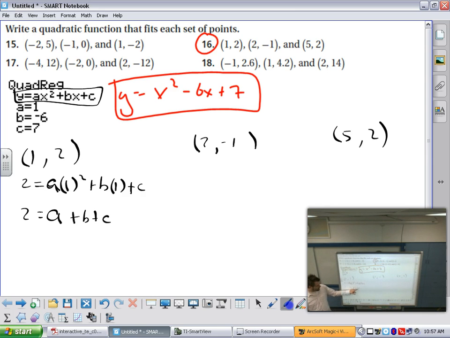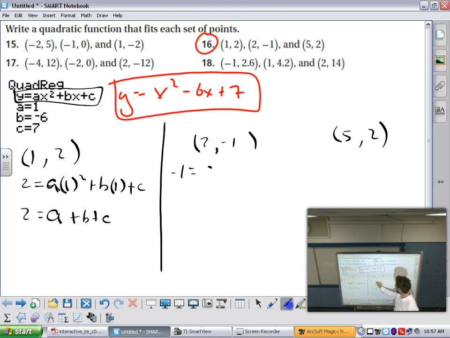There are 3 missing pieces. In order to solve an equation with 3 variables, you need how many equations? 3. 3, which is why, in order to write the equation for a parabola, you must have 3 points, not 2. You make a line with 2 points; for a parabola, you need 3 points. Now I'm going to do it again with this guy.